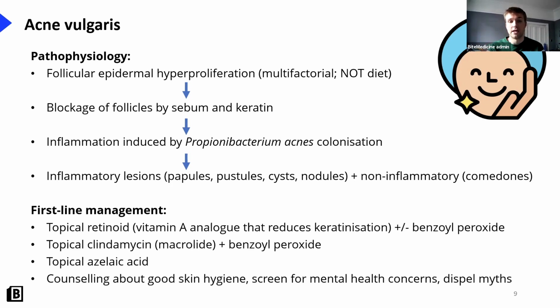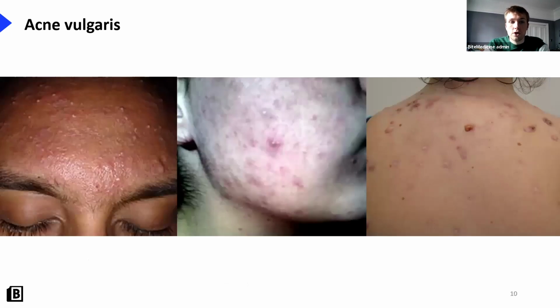So it's important to say for first-line management then, we're going for a topical retinoid with or without benzoyl peroxide, or a topical macrolide with benzoyl peroxide. There's also scope to give topical azelaic acid, and then it's just important to be doing the holistic care, so giving good skin hygiene advice, screening for mental health concerns. So a lot of teenagers that come in with acne will also have possible mental health concerns, either linked to the fact that they've got their acne or just in general. And then, as I say, important to dispel myths like things about diet. So this is just some images of acne vulgaris on various types of skin.